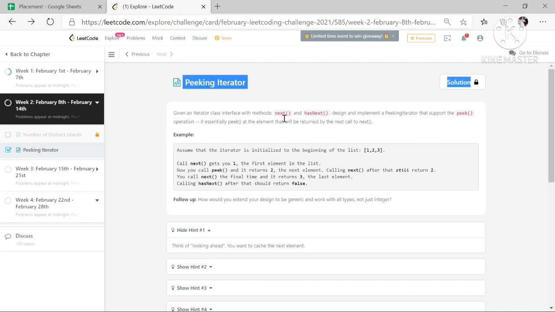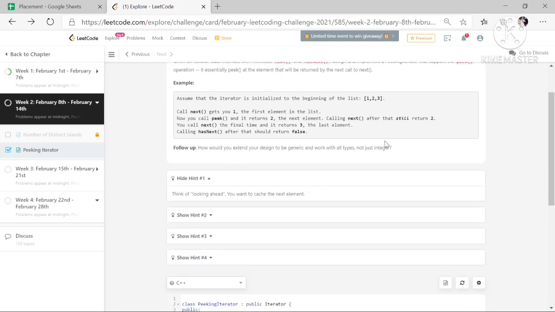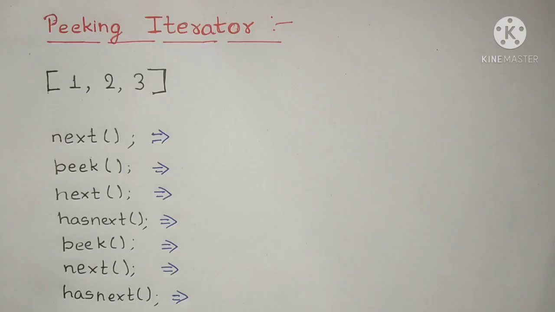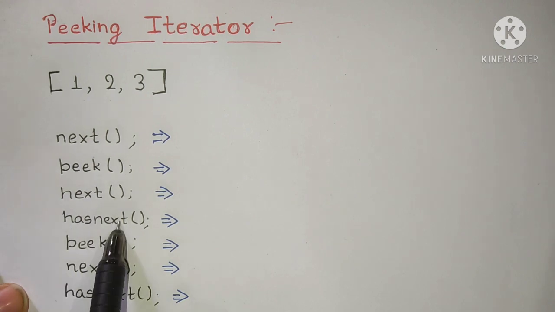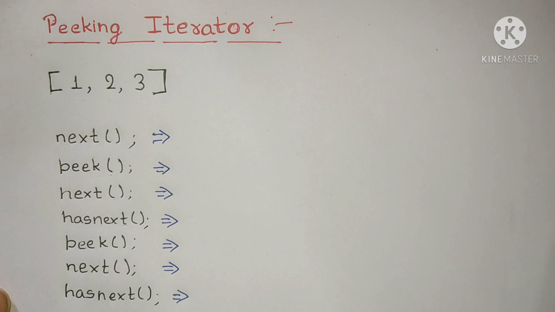In this problem, we are given an iterator and it has two predefined functions, next and hasNext. We have to define a function peek according to the given constraints. So let's see how these three functions work and how to define our peek function. So friends, let's better understand the workings of these three functions: next, peek and hasNext.